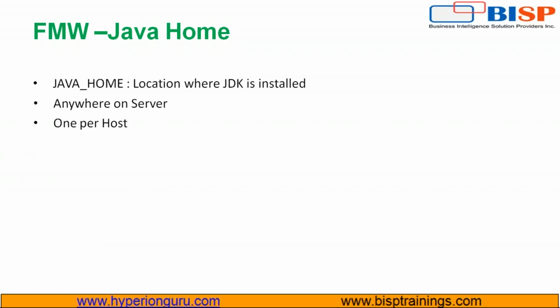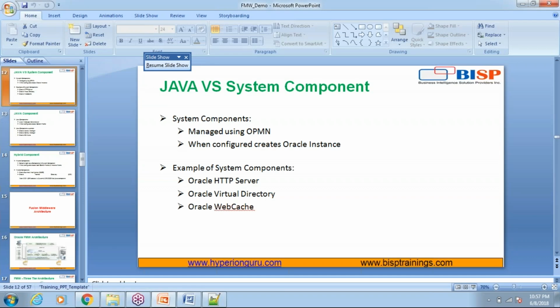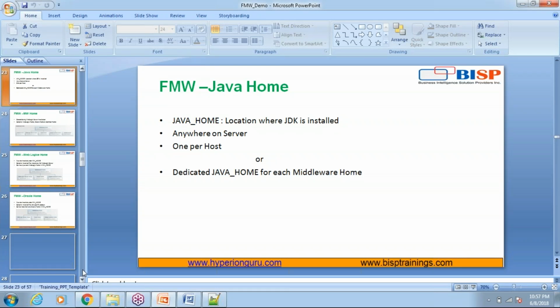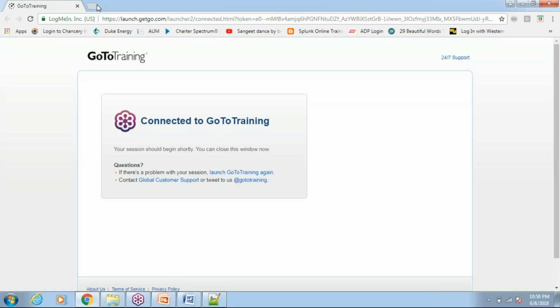Right, so I've explained this. You have Java Home, and one thing, let me explain it. When you specify Java Home, there are two ways to do it. When you install Java, let me explain so that it will make you understand better.